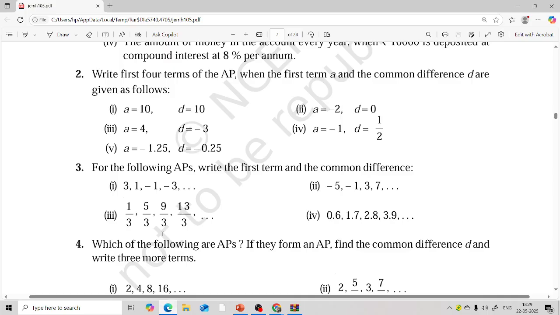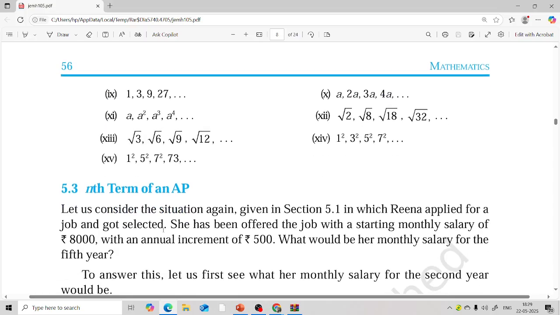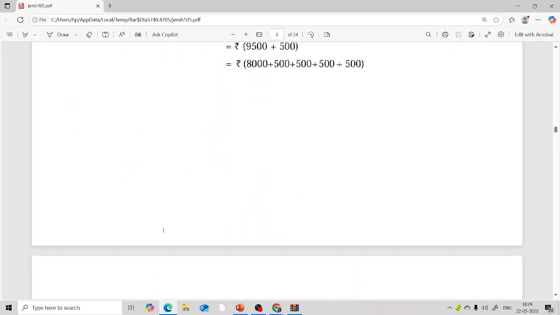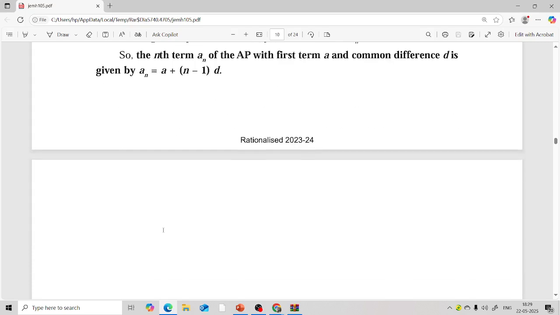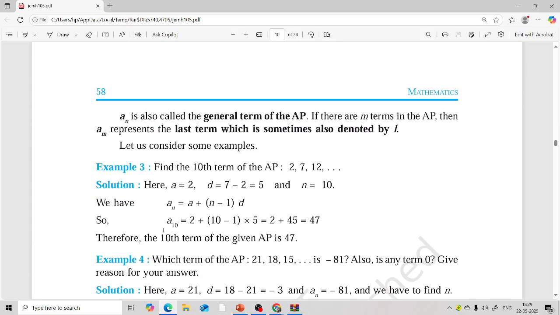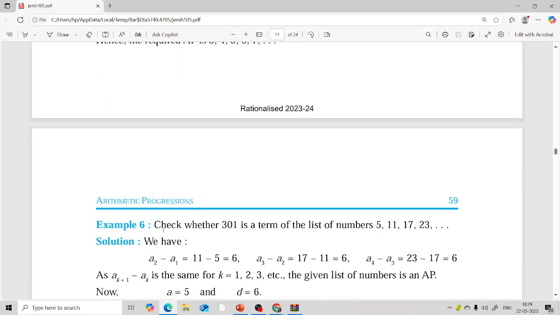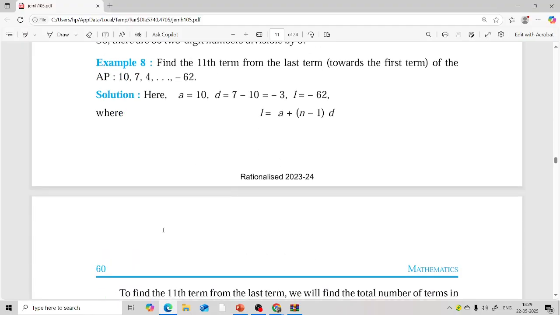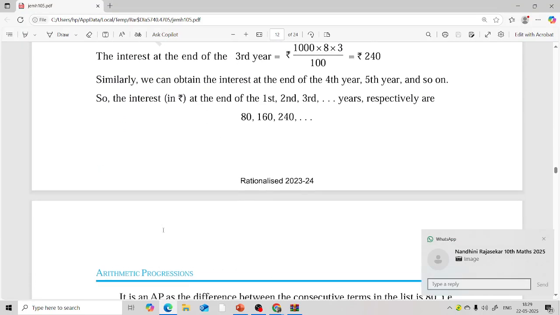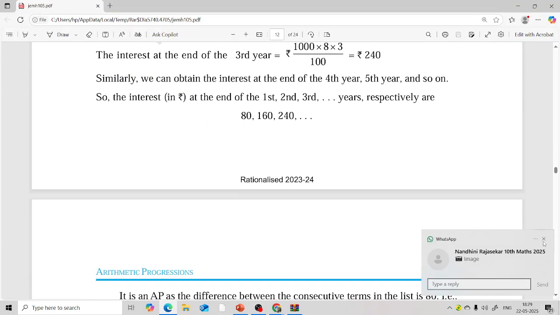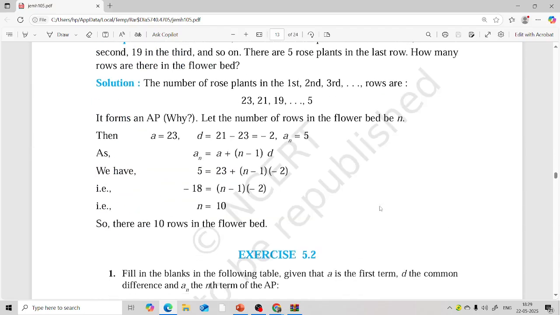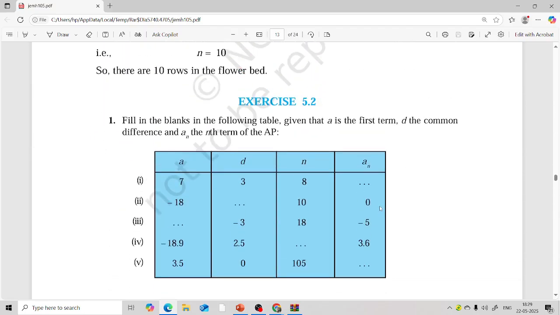Only this type of questions are there. We need not spend more time on the silly questions. We can go to the next exercise. The first exercise is full of just finding a first term and common difference only. It's a simple question. Okay. Second exercise. There are plenty of questions.